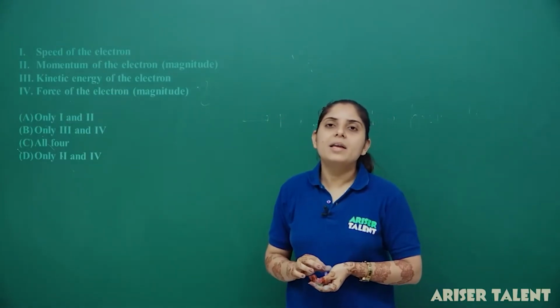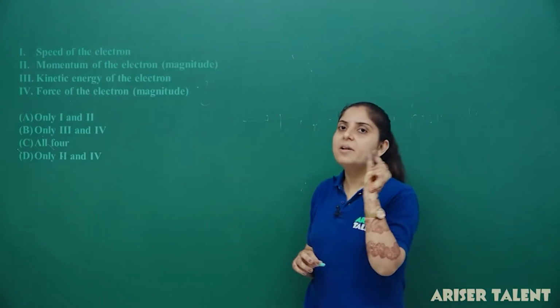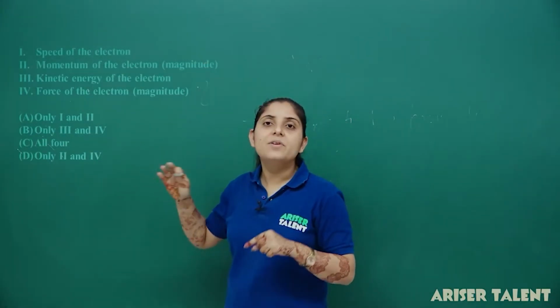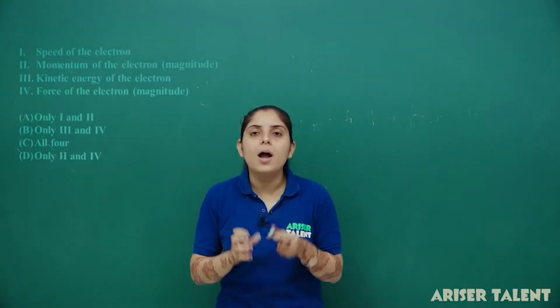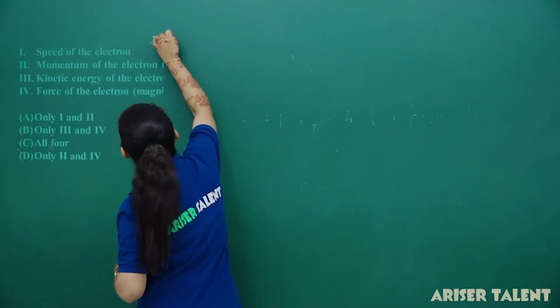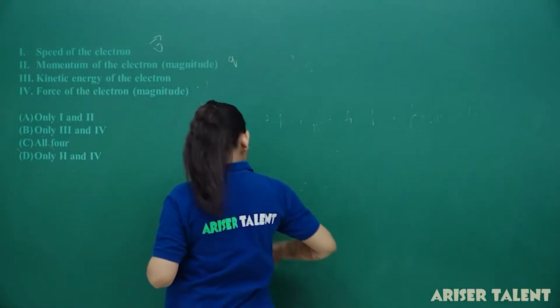Force will be given by QVB sin theta. Again there is a velocity factor. So we can see that all of the four quantities will not be 0 and they will have some constant value, because the speed will be denoted by V.